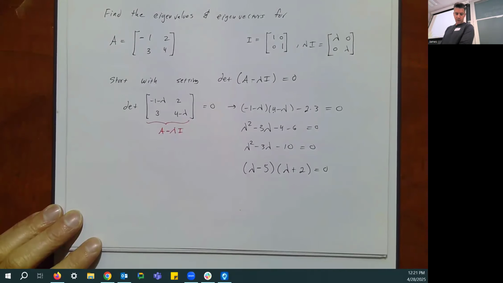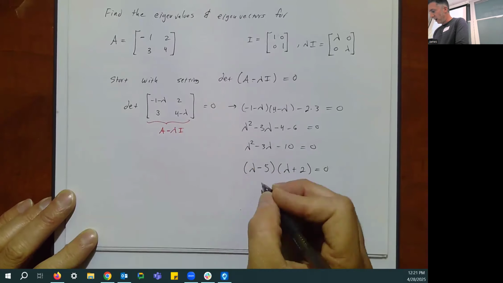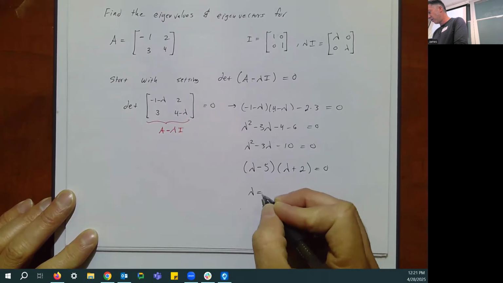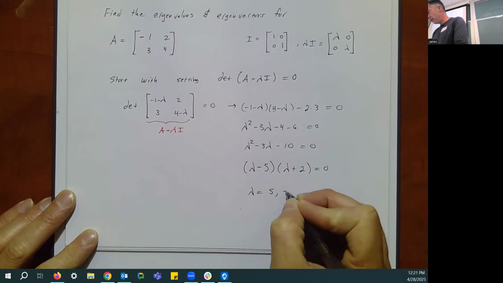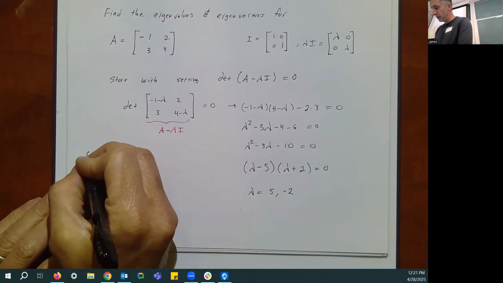So yeah, I will also remind you that you might have learned a quicker way. So I should finish this. So my eigenvalues are lambda equal to 5 and -2. Another way to find the eigenvalues that you might have seen before is the following.